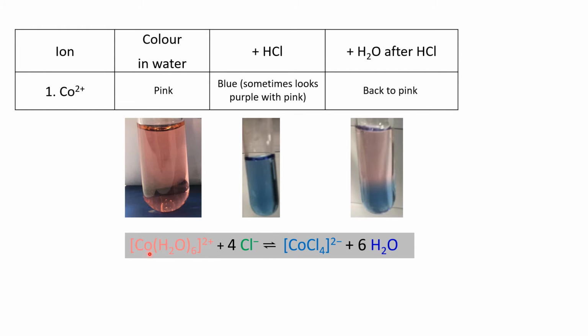So if I take my solution here, that's mostly the octahedral cobalt with waters, and I add in some HCl, well then I'm adding in some reactants, and any time that you have an equilibrium and you add in reactants, it pushes the reaction to the right. And so adding in these chlorides pushes the reaction to the right, thereby making the blue tetrahedral cobalt.